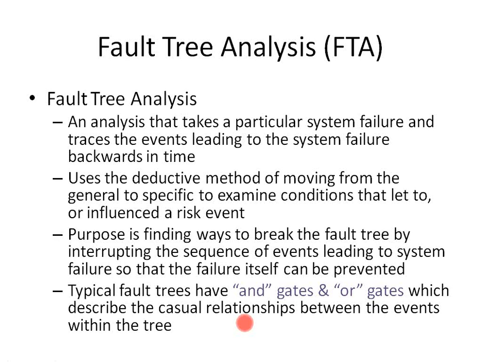So fault tree analysis, as I talked about earlier, is kind of the opposite of FMEA. It's an analysis that takes a particular system failure and traces the events leading to the system failure backwards in time. The example they give is someone has an injury to their hand. Well, what could lead to the injury in the hand as they're doing this type of function? Or the potential is someone could fall. Well, what could lead to that fall? People not wearing fall protection, things like that.